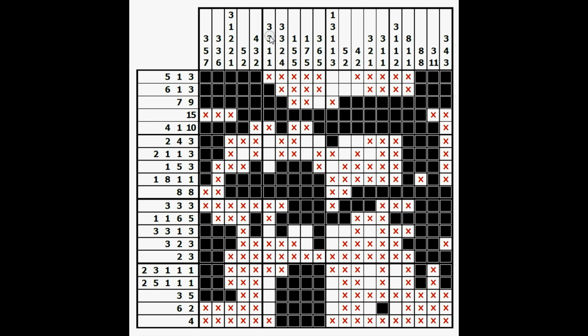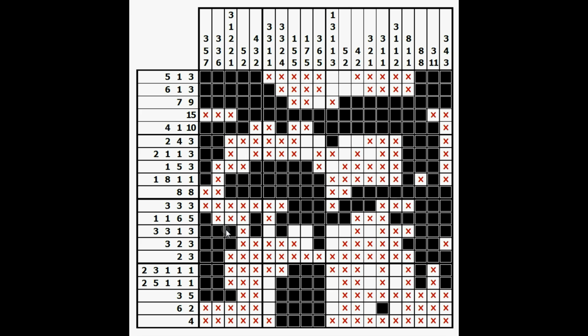Okay, here we have 3, 3, 1, 1. Here's 3. This has to be 3, 1, 2, 3, X, X. And then 1, 1. I don't know where the 1 goes. It could be here, or it could be 1 and 1 down there.